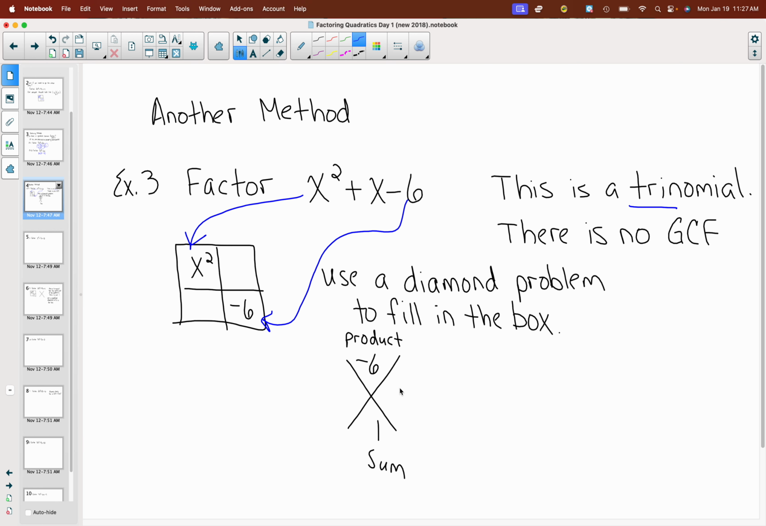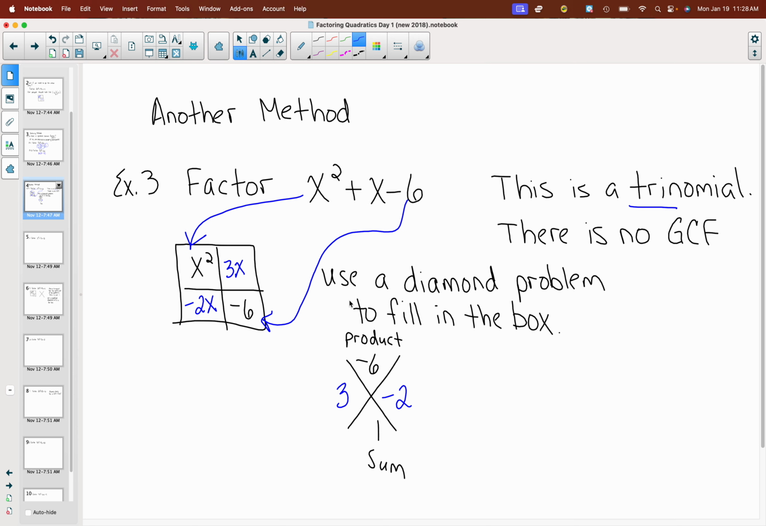So I need 2 numbers. My numbers need to multiply to a negative 6 and add to a 1, which tells me that my positive number has to have a greater absolute value. So it wouldn't take you long, hopefully, to come up with 3 and negative 2, because 3 times negative 2 is negative 6. 3 plus negative 2 is 1. So that tells me how to fill out the x's, and it doesn't matter where you put the 3x and where you put the negative 2x. I'm going to put the 3x here, the negative 2x here.